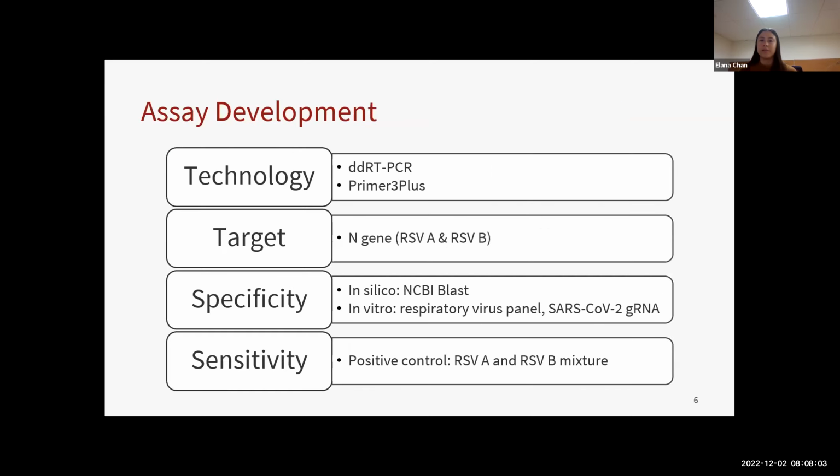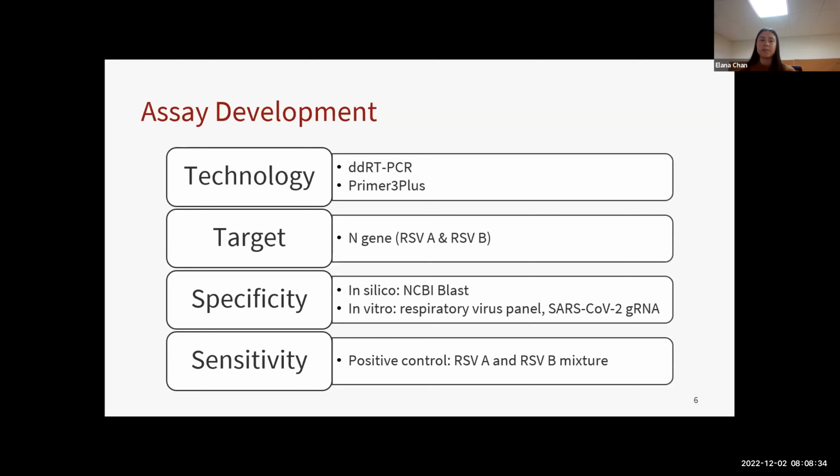So beginning with the assay that was developed for this study, the type of assay that was specifically developed was a digital droplet RT-PCR assay, and it was developed using Primer 3+. And the target for this assay was the N gene, which is found on both RSV-A and RSV-B. Before using this assay on wastewater solid samples, it was first important to make sure it had good specificity and sensitivity. So specificity was first tested in silico using NCBI BLAST to make sure the target sequences did not overlap with any of the database.